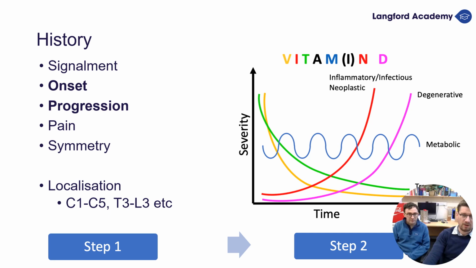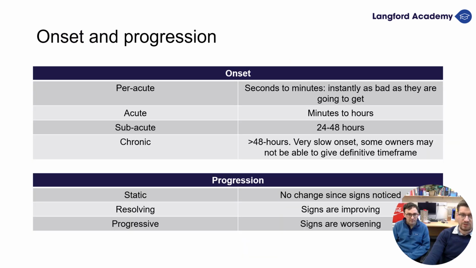Once you've got the onset and the progression of the clinical signs, it's really easy to generate a list of differential diagnoses based on your VITAMIN D or ANNPE acronym. Just to recap what these mean, peracute means that the signs have come on over seconds to minutes, acute onset is minutes to hours, subacute within 24 to 48 hours, and chronic or insidious would be over 48 hours. These tend to be really slow in onset, and some owners might not be able to give you a specific time frame. Regarding the progression, static is exactly the same, not getting better, not getting worse. Resolving, the animal's getting better, and progressive, the signs are worsening.